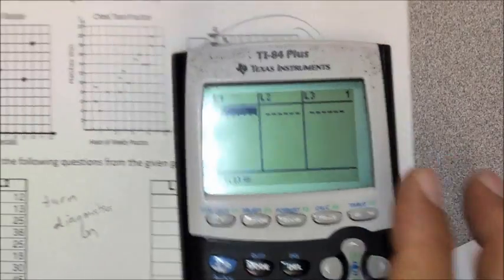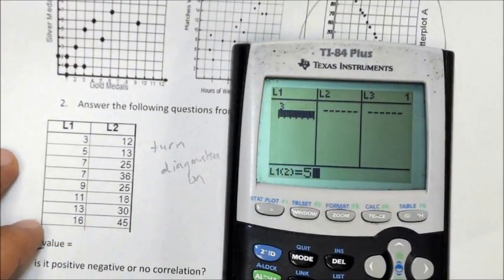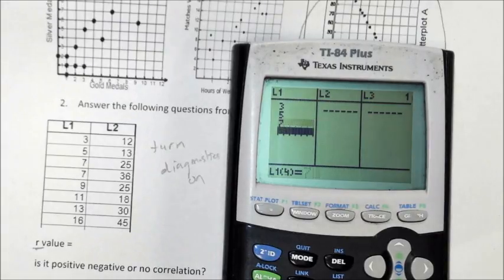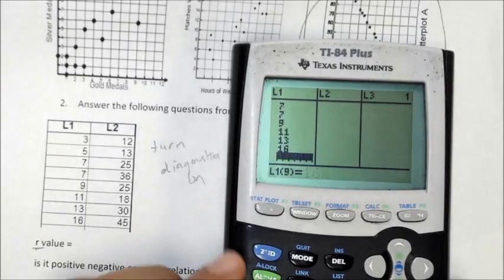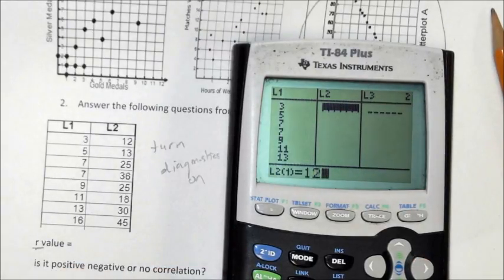Alright, now we can go to stat enter. We can create that table. Now here are the numbers right here. I'm just going to create them right there: 3, 5, 7, 7, 9, 11, 13, and 16. Usually you only do a couple of points to get the slope, but we're not doing slope here. We're doing a correlation, so we need every single point. So it's 12, 13, 25, 36, 25, 18, 30, and 45.